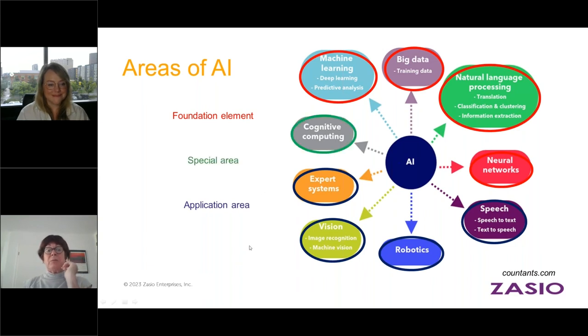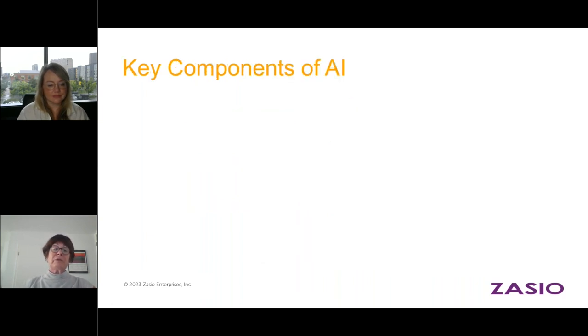And a special element is cognitive computing. I won't go into that one. What we will mainly be looking into are the foundation elements and the application areas, in terms of how they affect us now, with my examples from health sciences.